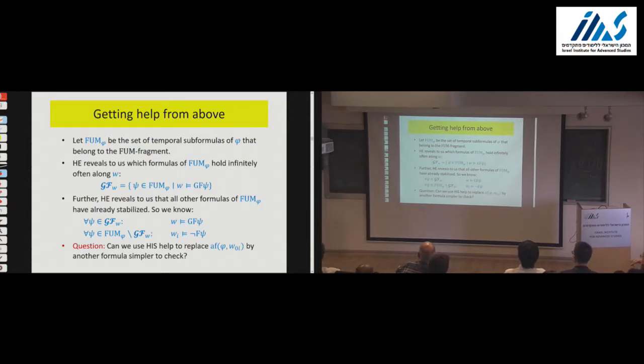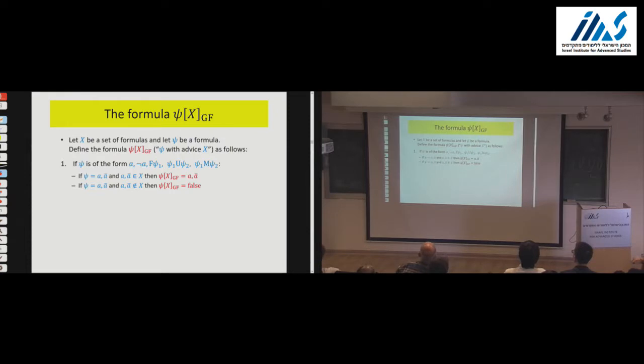Okay? So now the question is, how can we profit from this information? How can we use this help to replace this complicated formula, which is the one that we have to check, by a simpler one? And actually, that's not difficult, right? So we are going to, yeah. Is that equivalent to basically starting with an automaton with one point, making a deterministic choice, and then eliminating that one point?